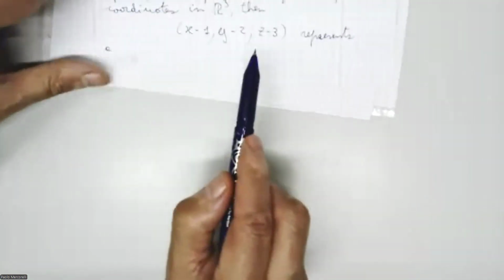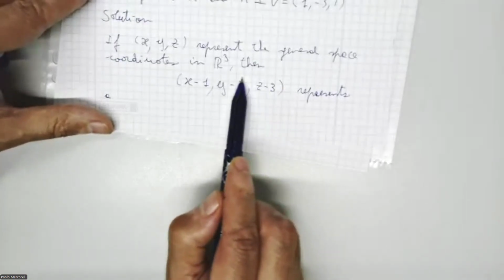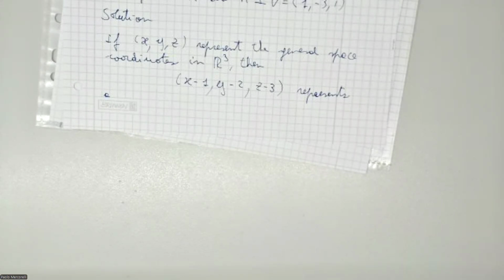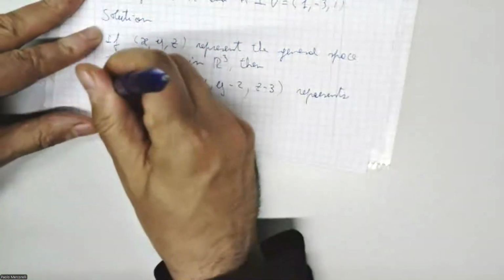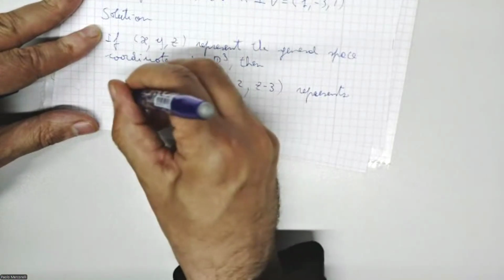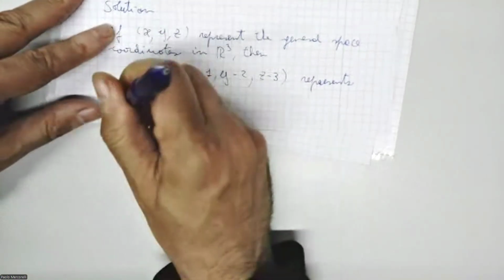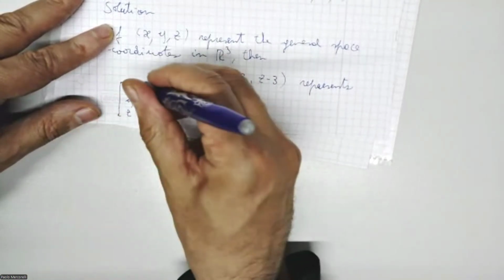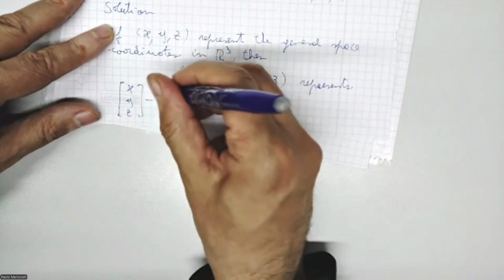In your opinion, what represented this? X minus 1 that represents x, y, z minus p.